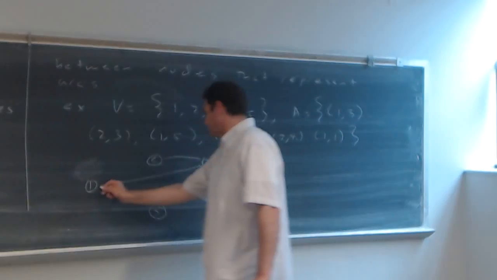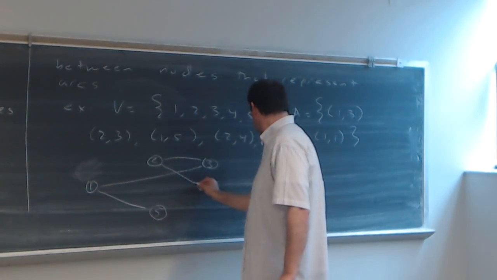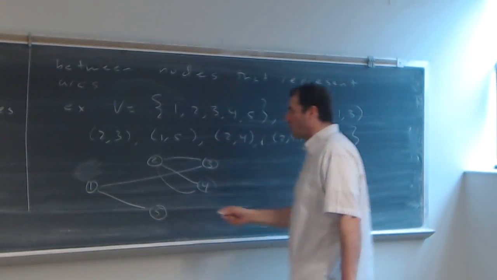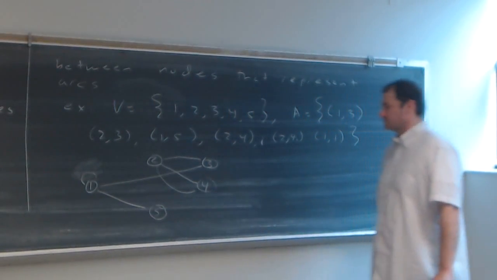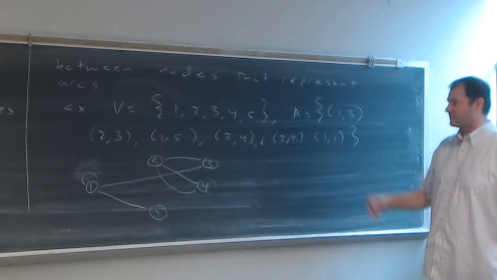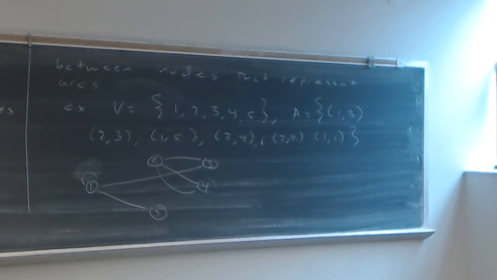Okay, 1 to 5. That's the same thing as 5 to 1. 2 to 4. 2 to 4 again, that's another curve here. And then 1 to 1, we have a curve like that, from 1 to 1. So that's my graph that's represented by these vertices and arcs. That's a pictorial representation. One thing to notice is that the 1 to 1 arc is there. So we'll give a special name to that.